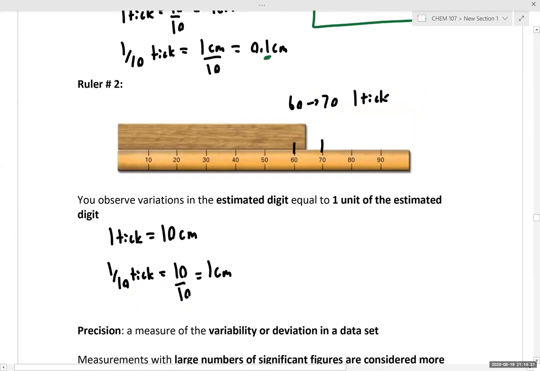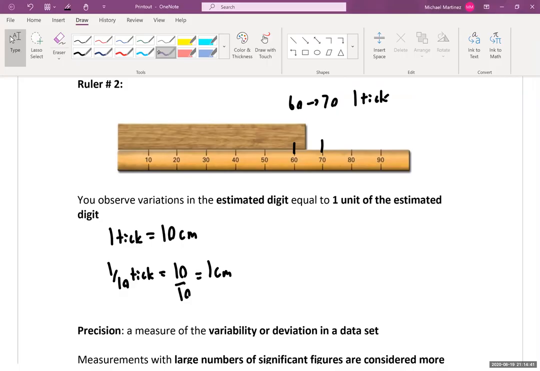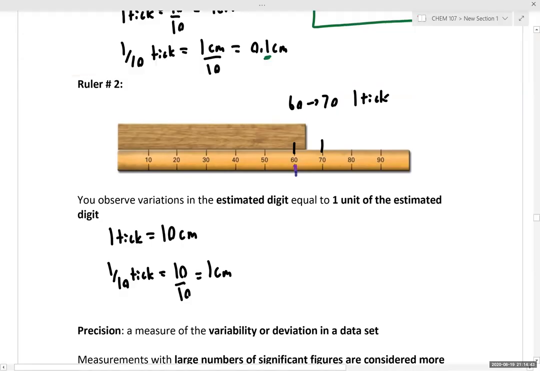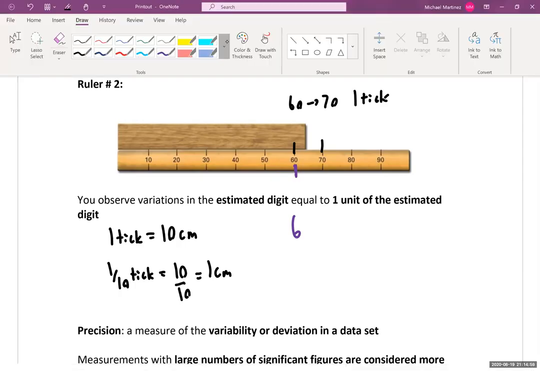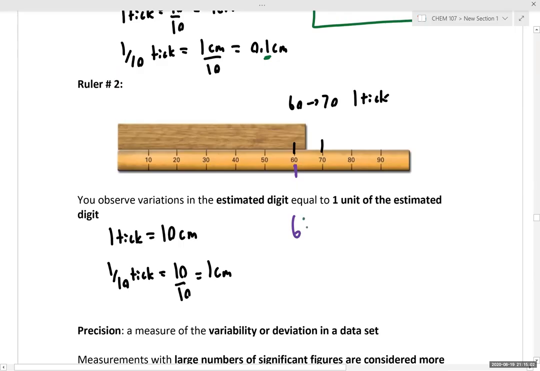Okay, so notice how when we change our ruler, what is our certain digit? What is explicitly marked on our instrument? 60. So we know our first digit of 6 in the tens place, our value is somewhere between 60 and 70. So 6 is a certain digit, and we can estimate in the ones place. So we'd say it's around 64 centimeters.